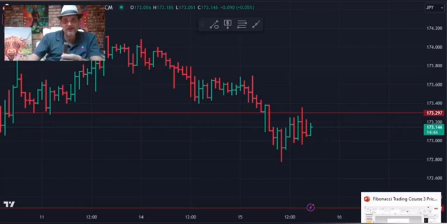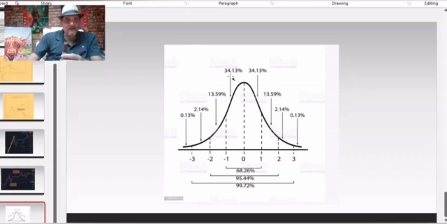So if I pull up a good old bell curve here, and don't mind the stuff on the side, I'm working on the Fibonacci trading course, so you see some of those slides. But anyway, what I mean by the tails, okay, is where's my drawing tool? Right here. Hang on a second. Here we go. The tails are over here, and on this side, over here.